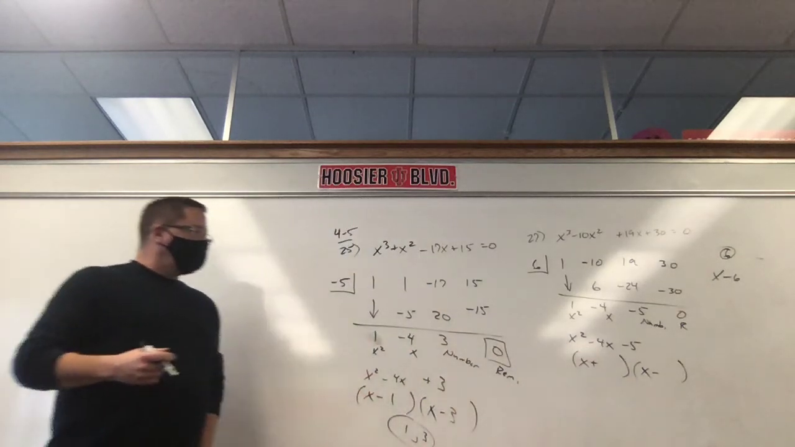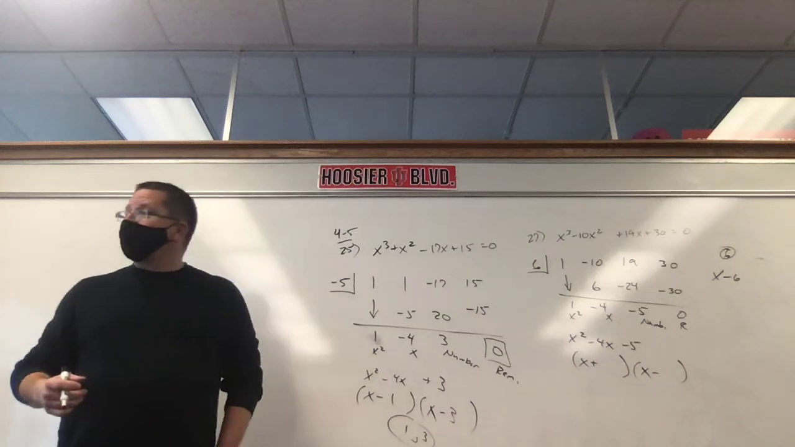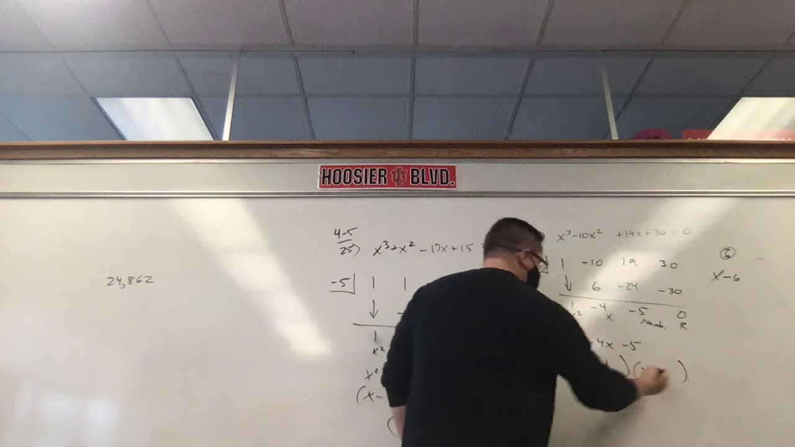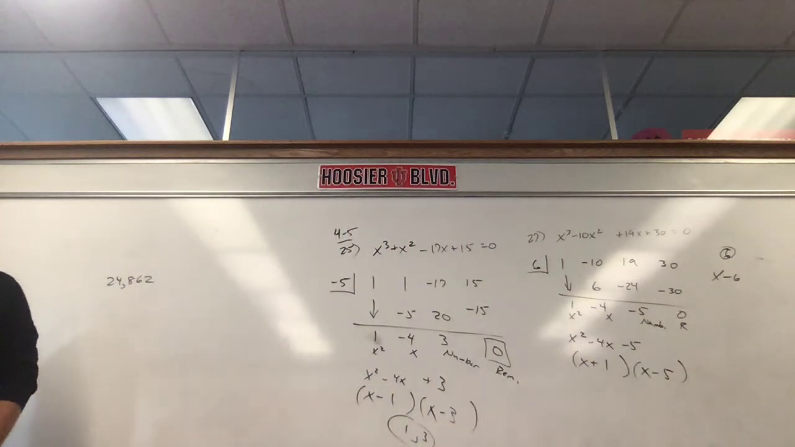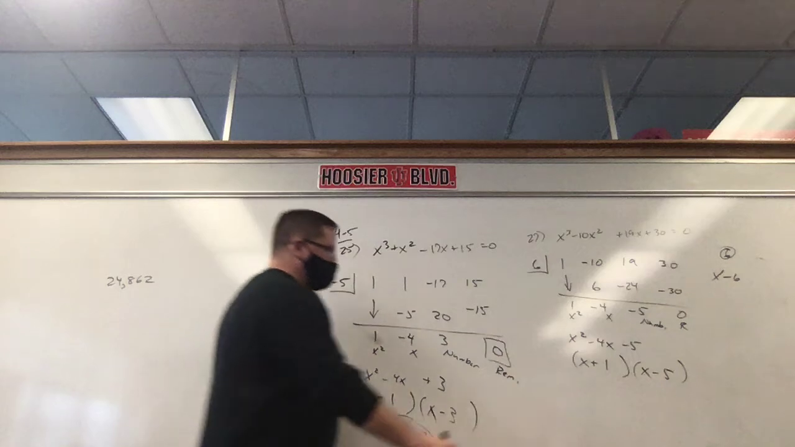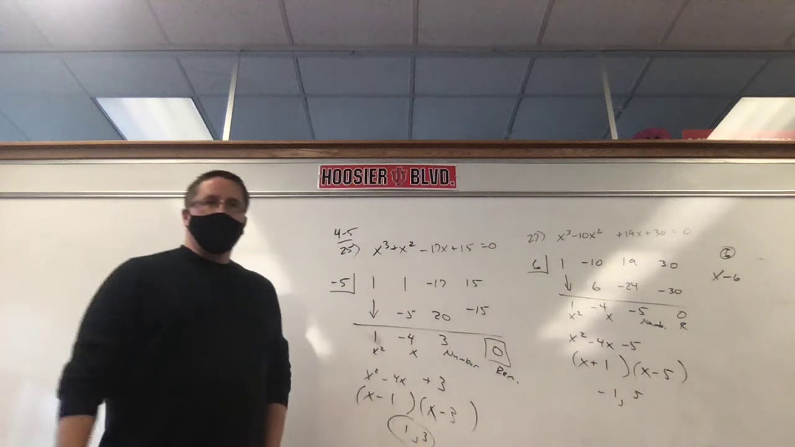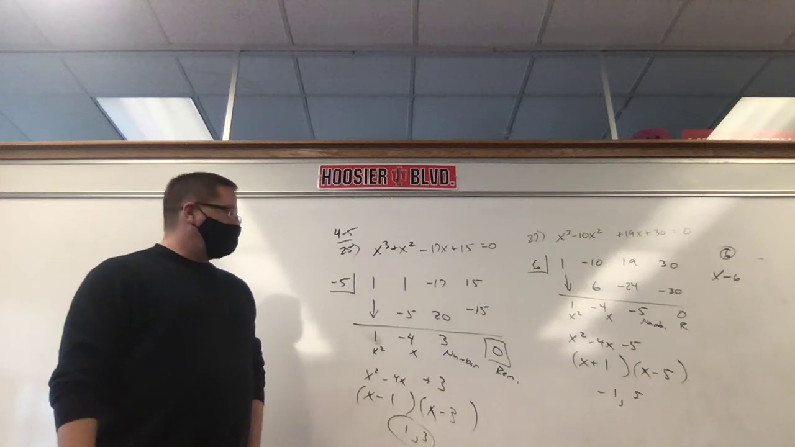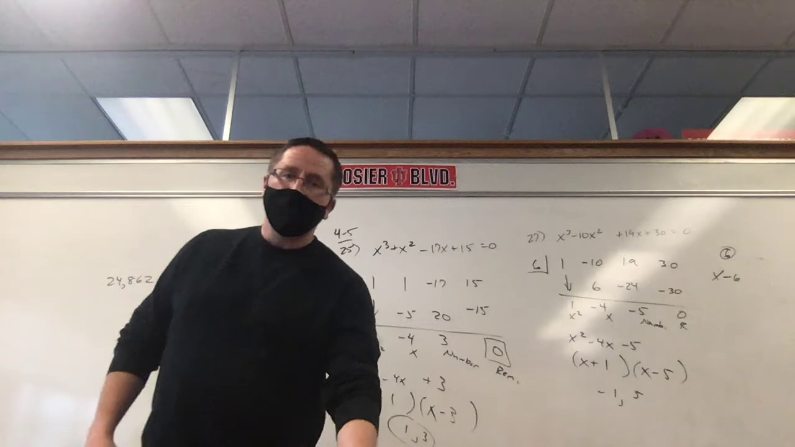Okay? So, why positive 1, negative 5? Because positive 1 plus negative 5 is negative 4. And positive 1 times negative 5 is negative 5. Good. What are my other 2 answers? Negative 1, positive 5. Again, do we just type in negative 1 and positive 5? And also 6. Okay? And don't lose sight of this.